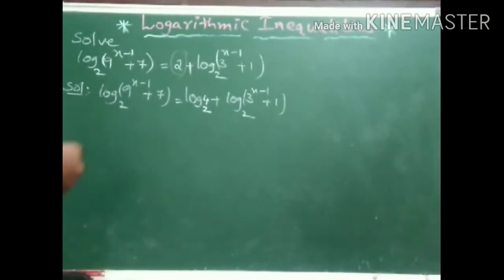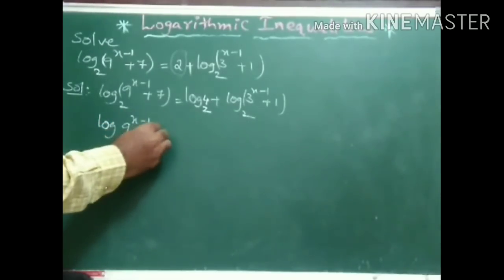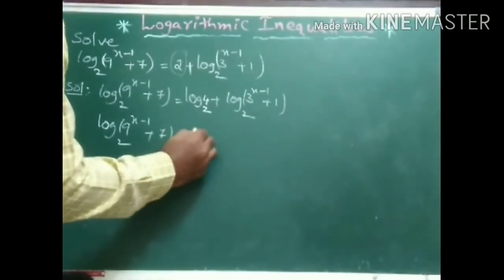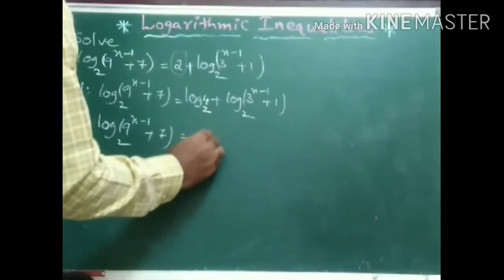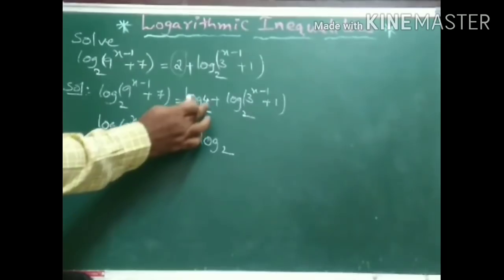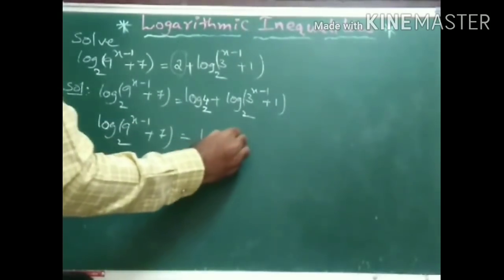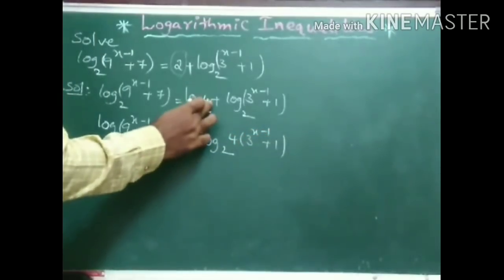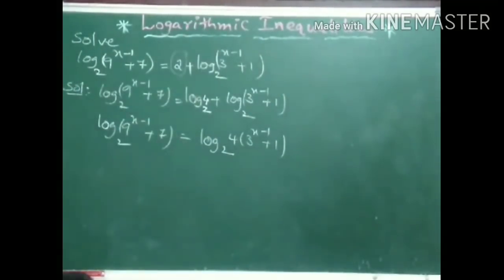Now look at me. So this is, as usual, log of (9^(x-1) + 7) to the base 2, which is equal to... Now both have the same base, which is 2, and these are like log x plus log y. So how can we write it? This is log of x into y, that is log of 4 into (3^(x-1) + 1). Now finally both are expressed as a single logarithm.